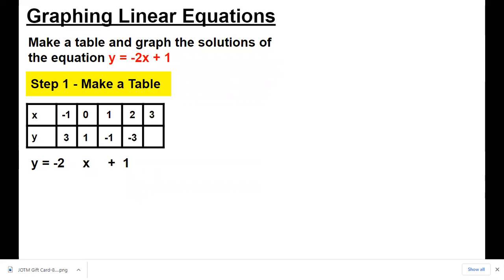And finally, I'll plug in 3. You can pick your own values, by the way. Negative 2 times 3 is negative 6, plus 1 is negative 5. Then I graph those.